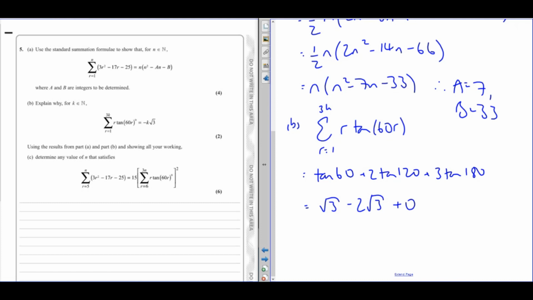If you keep going, if you sub in 4, you'll get 4 tan 240, which is root 3. 4 root 3, sorry. If you sub in 5, you'll get 5 tan 300, which is minus 5 root 3. And if you sub in 6, you get tan 360, which is 0. Notice what's going to happen here is that every time, in fact, all 3 of these numbers, including the 0, is going to give you minus root 3.